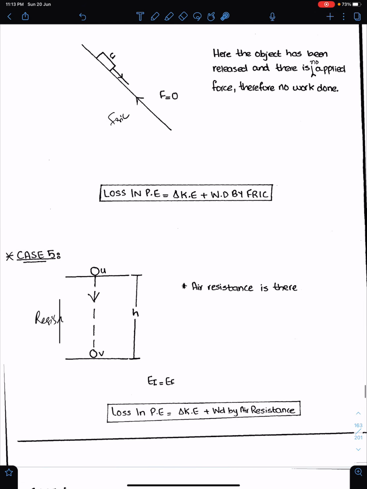Case 5. This particle is released with speed u, initial speed or velocity u, and air resistance is there. This is the air resistance. So according to EI and EF, loss in potential, this particle possesses potential energy. So loss in potential will be distributed into change in kinetic and work done by air resistance. What if there is no air resistance? Then all the potential energy will be converted into kinetic energy.